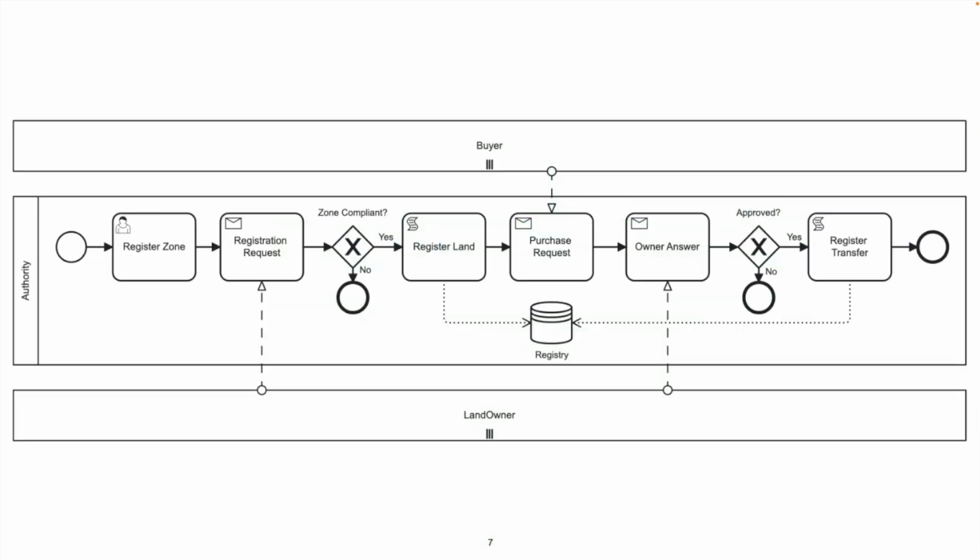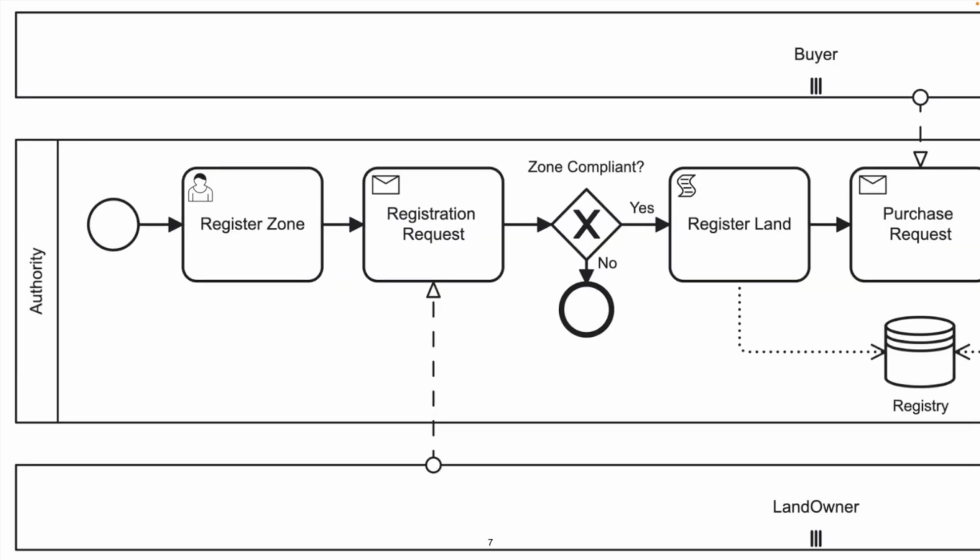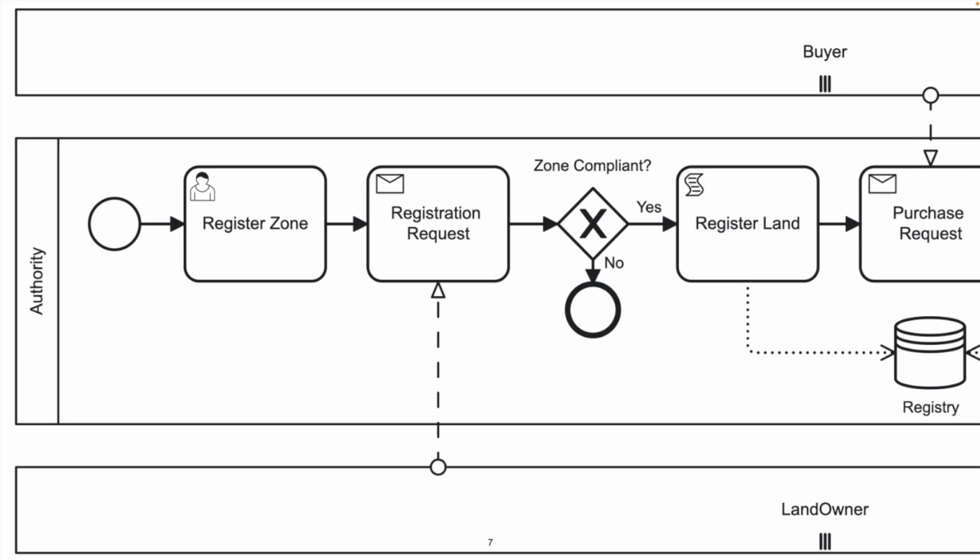So during our presentation, we'll have this example. This is a simple example where we have a buyer, we have an authority, and we have a landowner. And these three participants are trying to interact together to move properties from one owner to another owner. Here we of course abstract the process of the buyer and the landowner for the sake of simplicity, and we just focus on the authority.